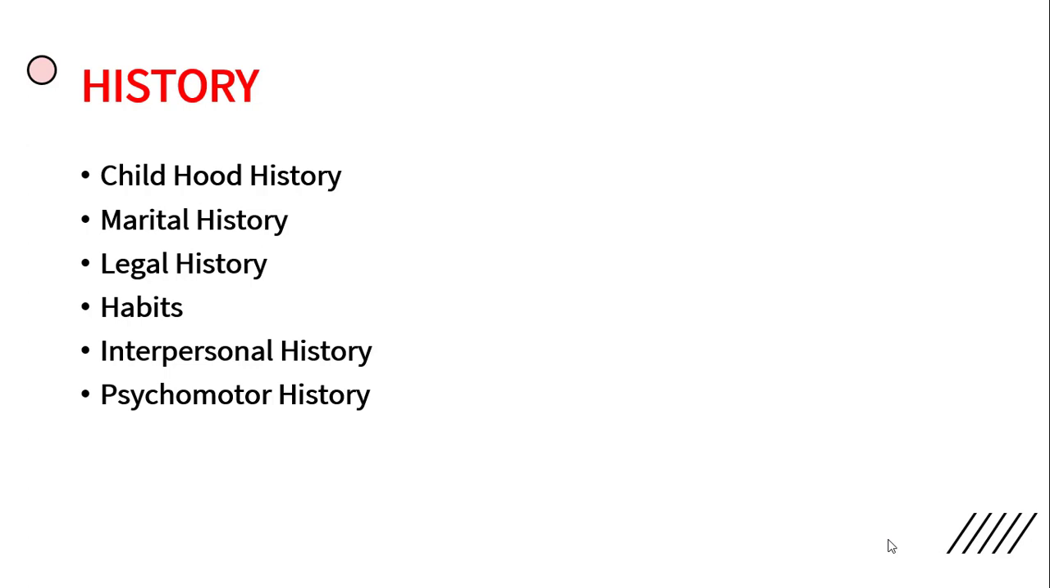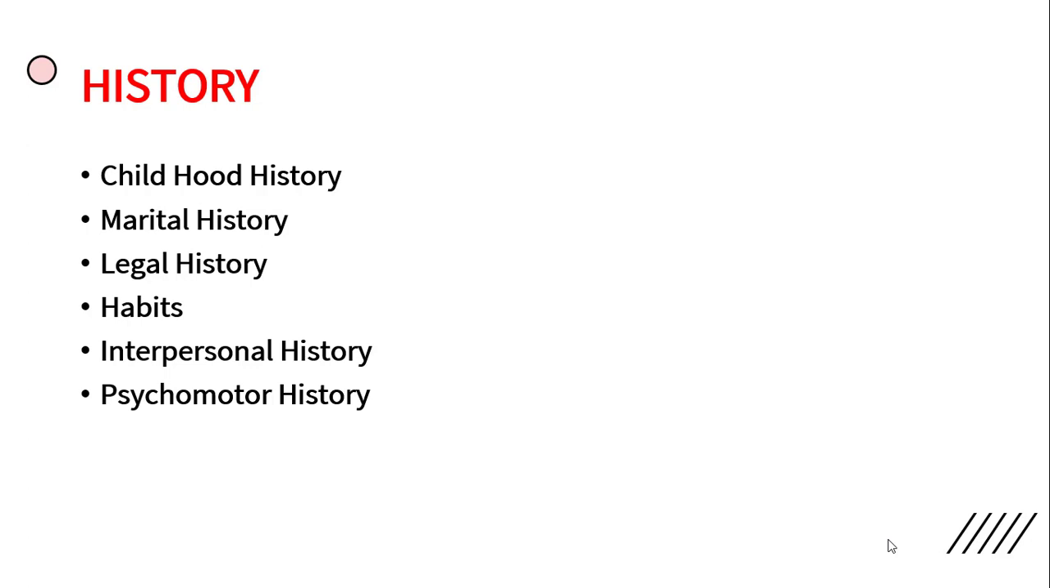Then marital history, that means marital status, married or not, that you have to mention under marital history. Next is legal history. Under legal history, you have to write about divorce, imprisonment, or conviction for any kind of crime. That you have to write under legal history. Next, habit of the patient. Specifically, write all the habits of the patient.